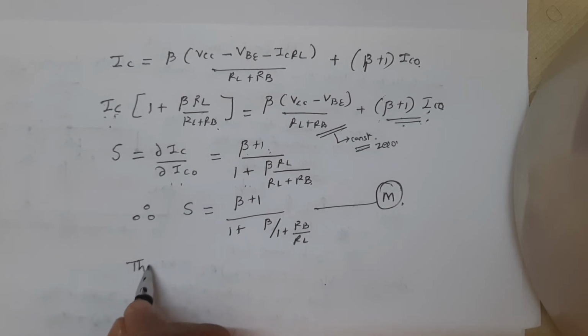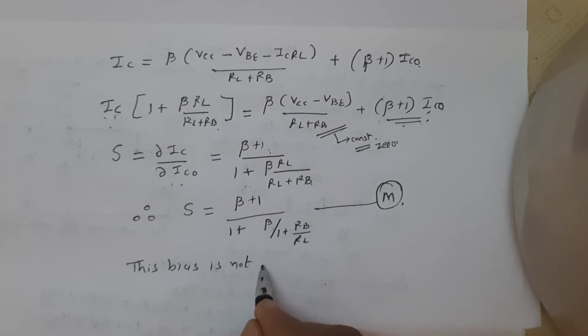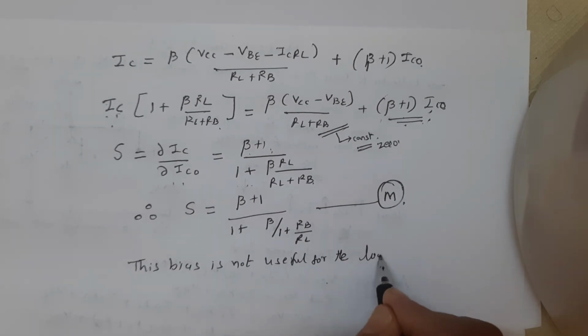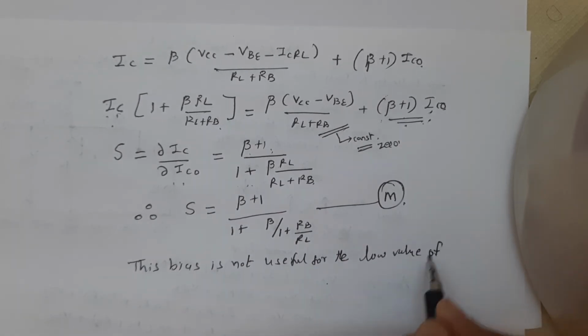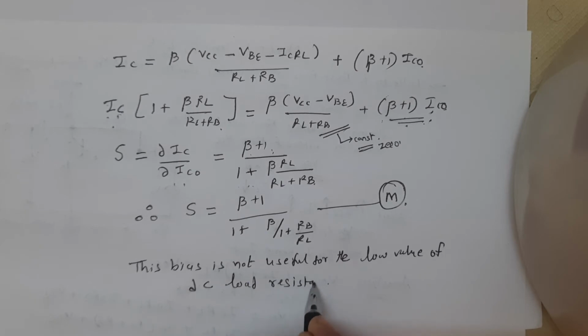This bias is not useful for low value of DC load resistance. Here the example is a transformer coupled amplifier. Now there are advantages and disadvantages, so we first discuss the disadvantages of this circuit. What are the disadvantages of this circuit?